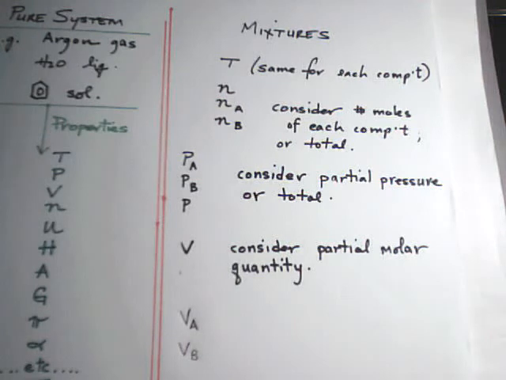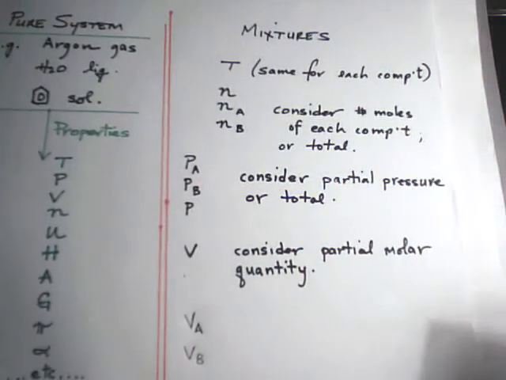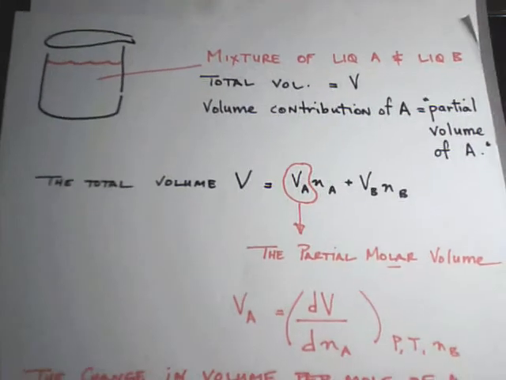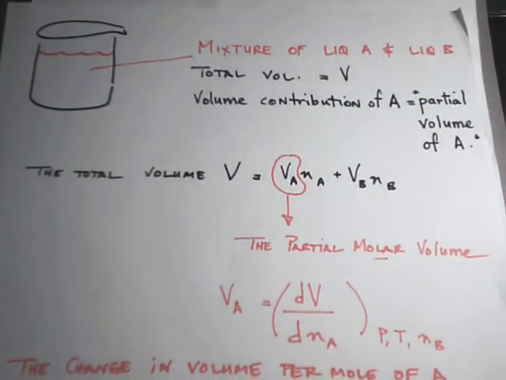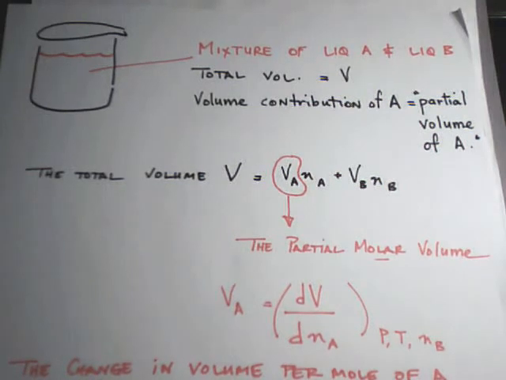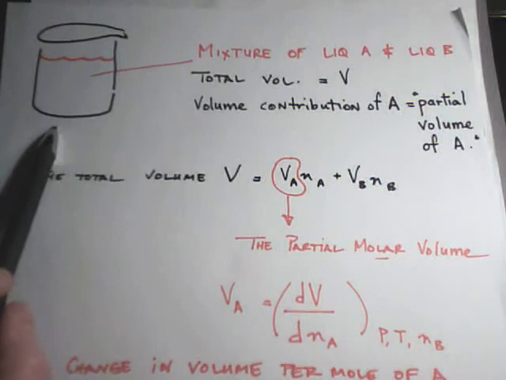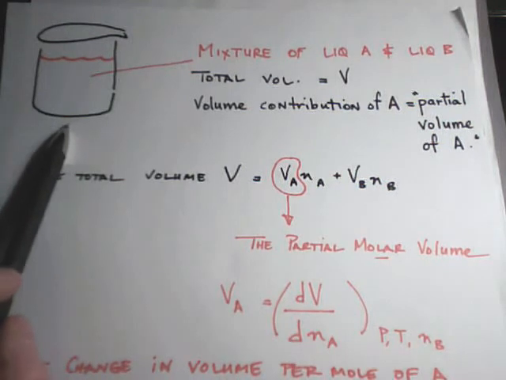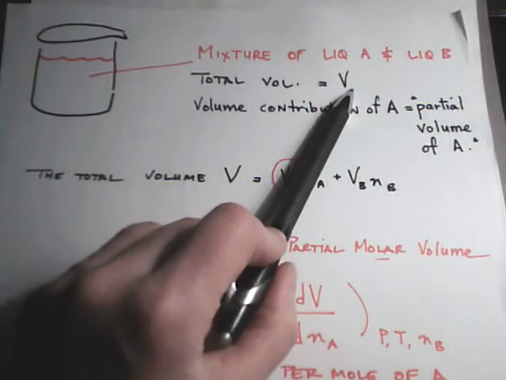So let's think about what those are. I'll just switch up the page here. Okay, so to introduce the concept, we imagine our system here. We have our two components in our simple mixture, and they are liquid A and liquid B. The total volume in my system is V, V without further subscript.